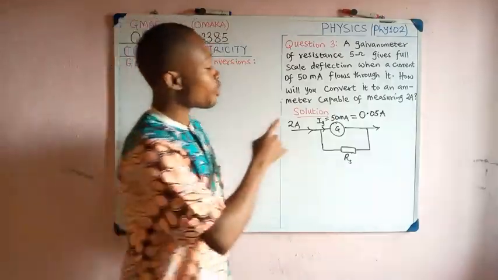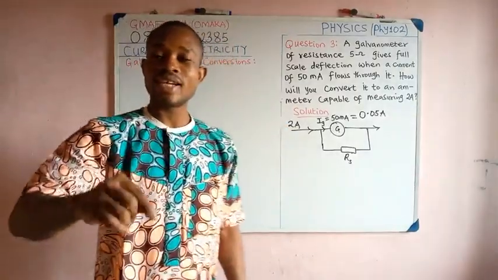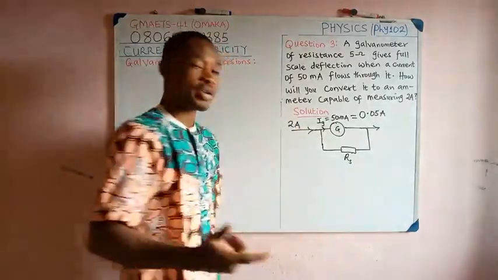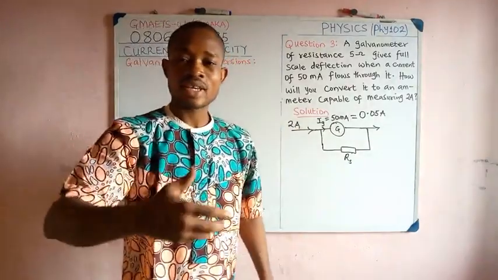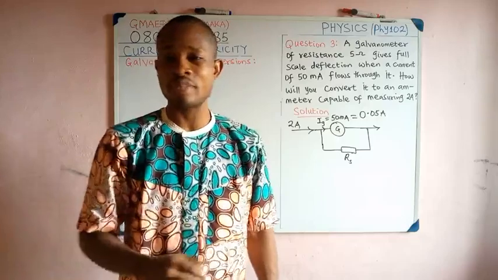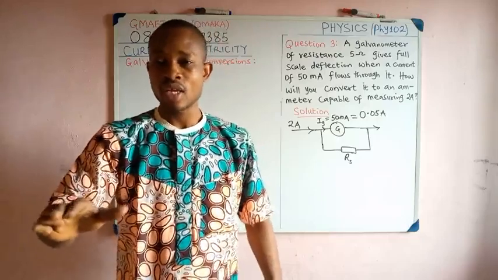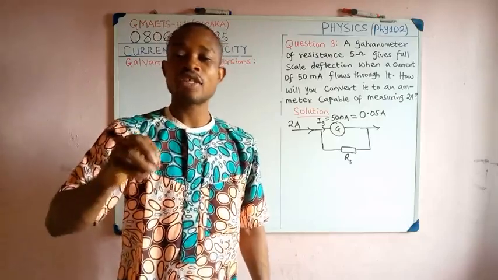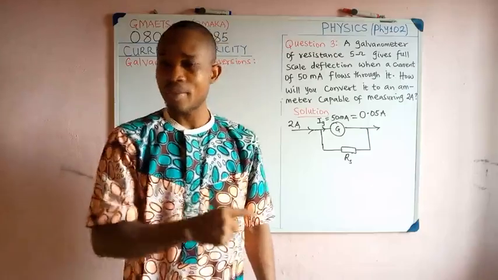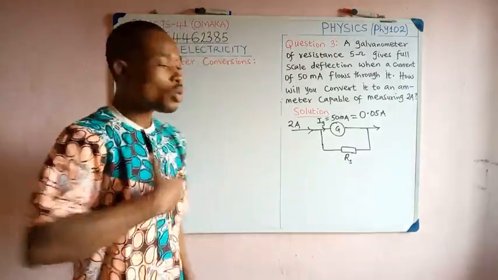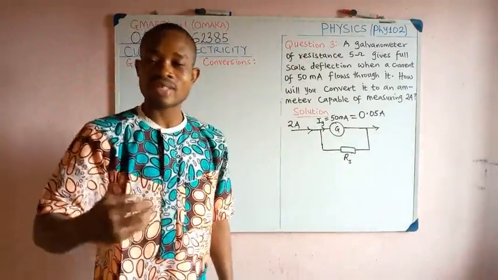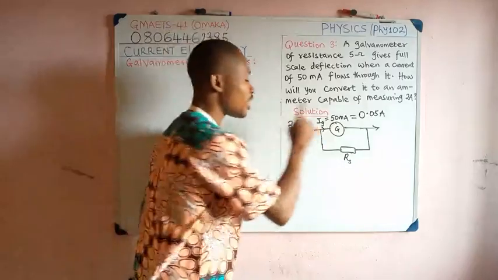So if we know that it's 0.05 ampere that the galvanometer can detect, the question now is, what happens to the excess current? Because the excess current cannot pass through it. If this excess amount of current passes through the galvanometer, it may destroy the galvanometer, because the galvanometer shows full-scale deflection when 0.05 ampere passes through. So we're going to find a way to divert the excess current from the galvanometer.